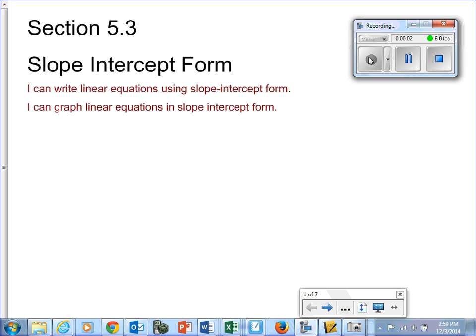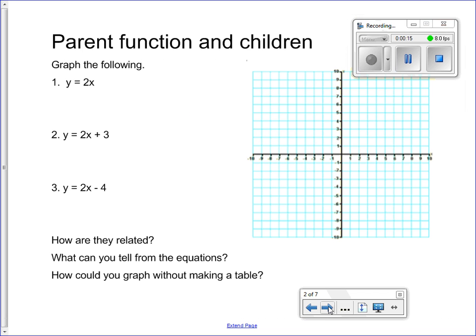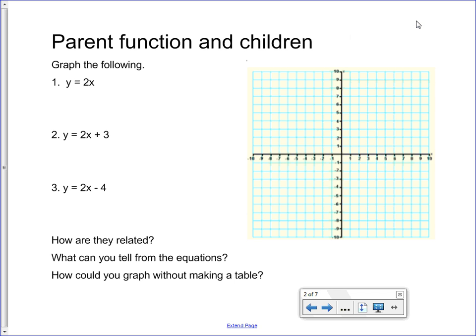Okay, today we're looking at section 5.3, which is second day of slope-intercept form. Hopefully by the end of this lesson you can say I can write a linear equation using slope-intercept form, and I can graph linear equations using slope-intercept form. Hopefully some of these skills are things that we've seen before, so it's nothing extremely new to you.